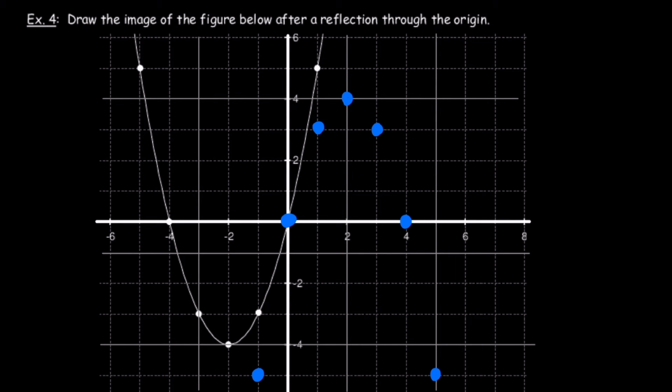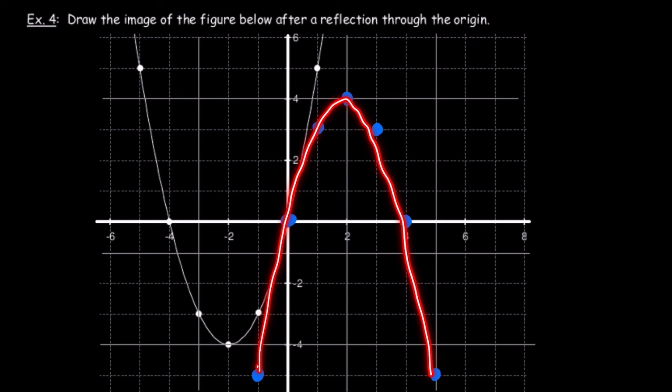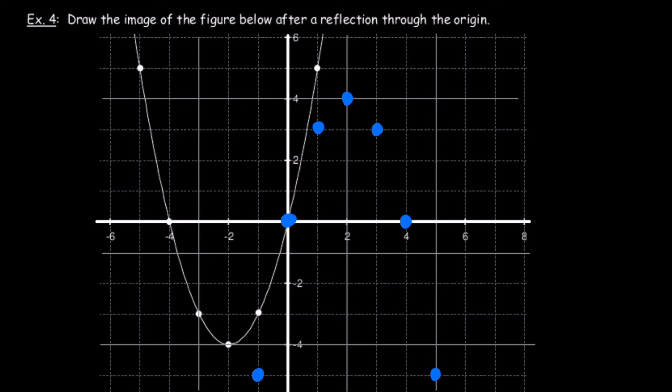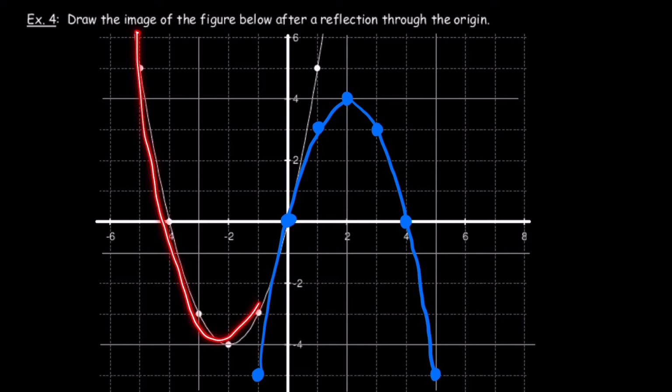Now, hopefully you guys can visualize what the parabola looks like. I just need to connect those points to the best of your ability. Take your time, make sure you go through those coordinates. And that blue parabola is the reflection of our original white one through the origin.